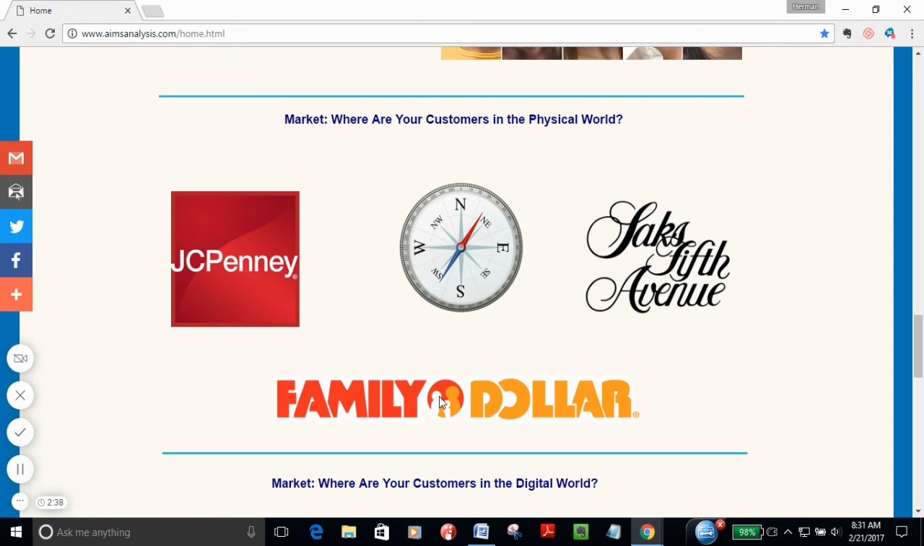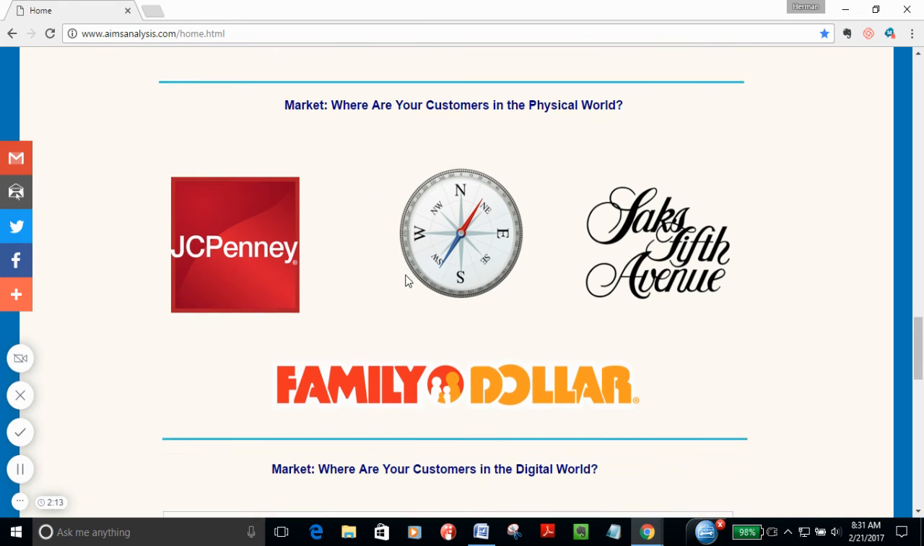Now, what's also interesting is that people who shop at Family Dollar may shop at J.C. Penney's. And people who shop at J.C. Penney's may occasionally shop at Saks Fifth Avenue. But people who shop at Family Dollar will probably never even stop at Saks Fifth Avenue. They may not even know where it is, and vice versa. Saks Fifth Avenue shoppers may shop at J.C. Penney's but will never go to Family Dollar. This is important when you develop the marketing campaign.